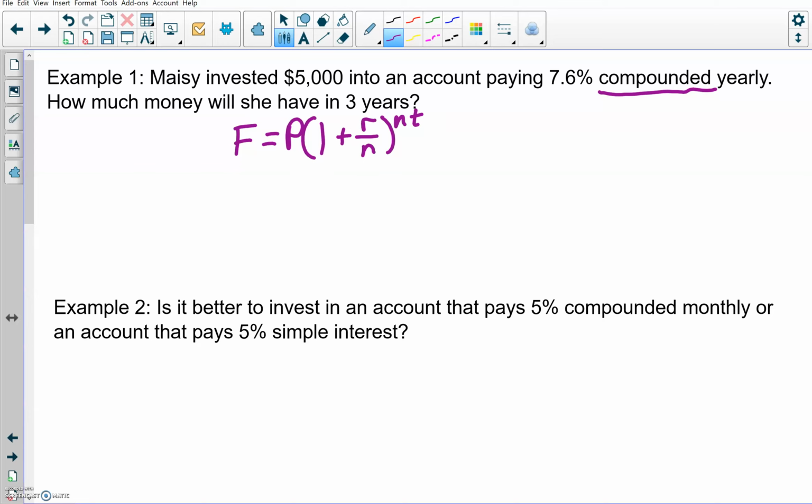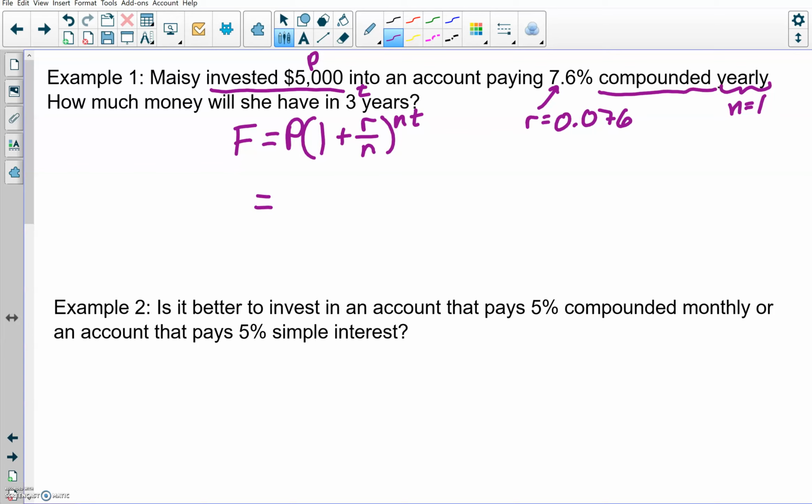So then we go back in here and I'm going to see what information I have. Invested $5,000. Well, that's the principal right there, or the present value. Paying 7.6%. You always assume APR here. So this is our R. We need to adjust that to be a decimal. So 0.076. Yearly. That's a key word now that we're compounding, but yearly just means n equals 1. And then how much will she have in 3 years? So this is going to be the T right there, that 3.